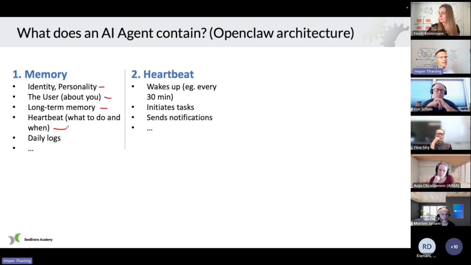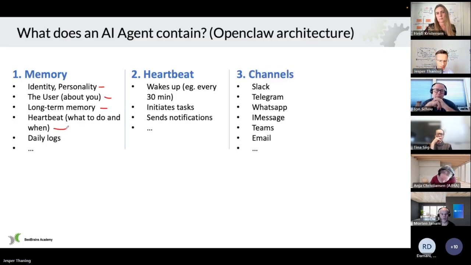And then it also has a heartbeat. And that kind of brings the AI agent alive, you could say. It wakes up perhaps every 30 minutes. It can initiate tasks you asked it to do, send notifications to Slack channels, for example. So this is a way of giving it autonomy to do things that it has to do. And then it has channels where it can talk with typically humans, but it could also talk with other AIs actually. And we have set up a Slack channel for that.